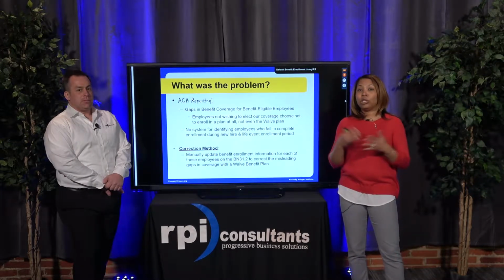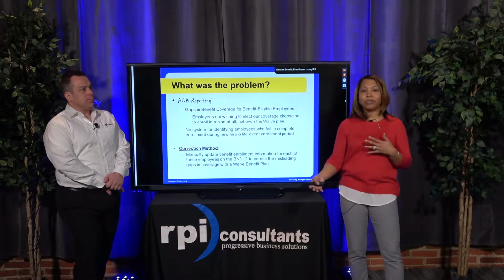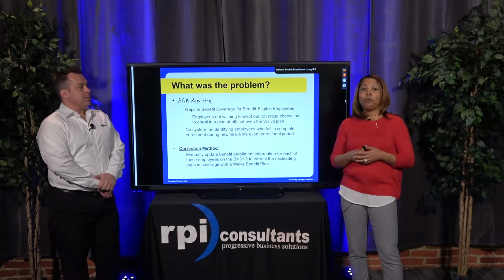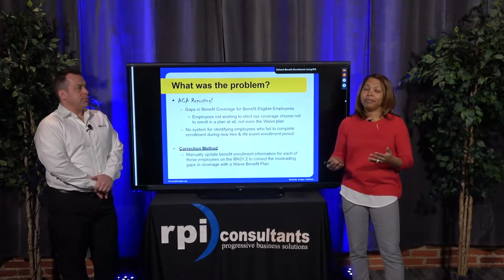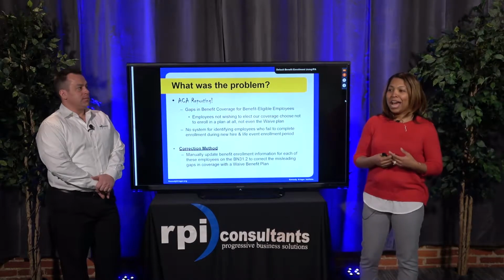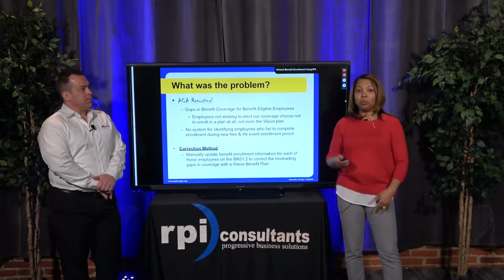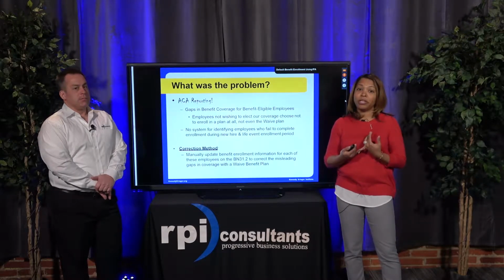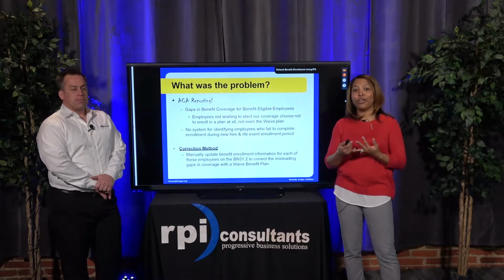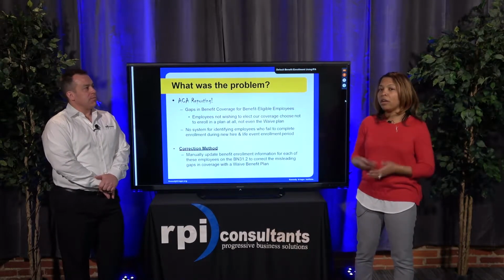So our solution to that originally was to manually update all of those employees' benefit records with a Waive plan. Very tedious. No one wants to do manual in these days. So we said that there has to be a better way to, one, identify those employees who failed to complete the enrollment, and then two, make sure they have a plan so that our ACA reporting is a little easier in the future.